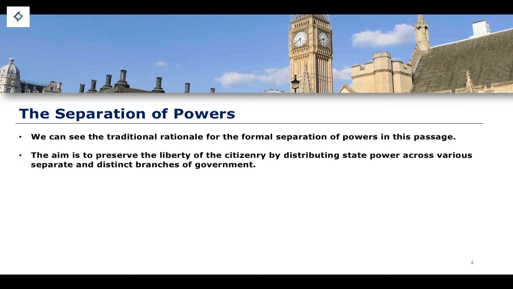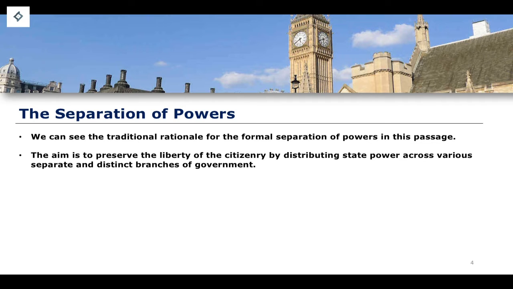The aim here is, of course, to preserve the liberty of the citizenry by distributing state power across various and separate distinct branches of government. Remember that what is happening when we talk about the relationship between the people and government is the people are delegating to the state a significant amount of authority. We are, as people, delegating to the government the ability to make laws that we have to follow, to uphold those said laws, and to hold the people to account if those laws are broken.